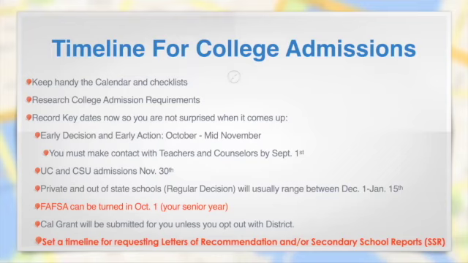So what that does is you submit the FAFSA, and the district actually uploads your Cal Grant GPA automatically. The two find each other, as long as all the spelling's correct, and you automatically apply for Cal Grant. So it's great. Set a timeline for requesting letters of recommendation and secondary school reports.